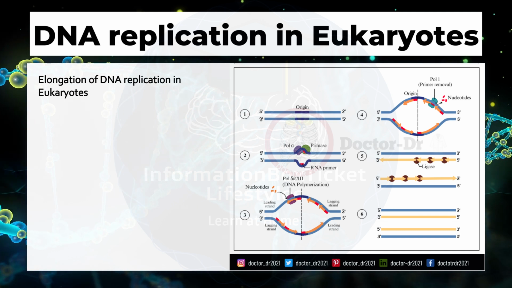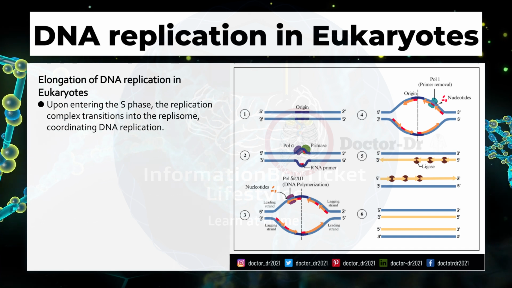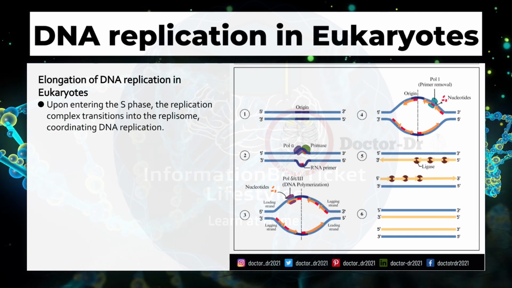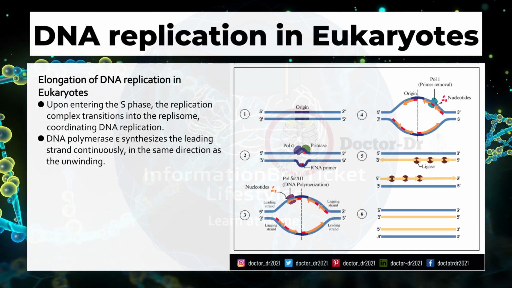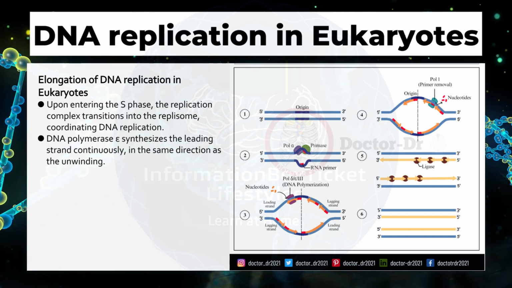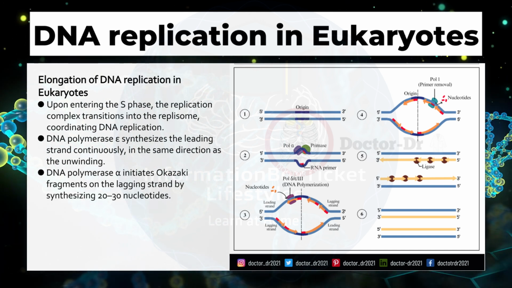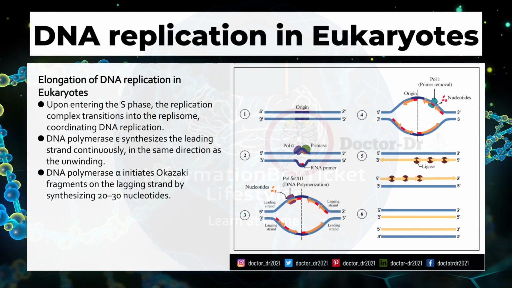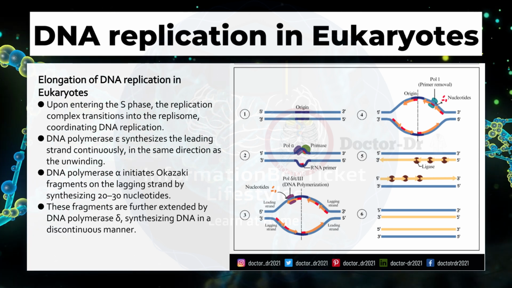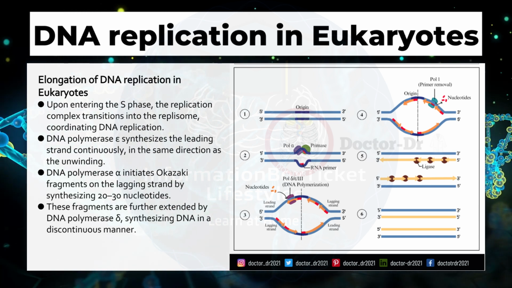Second, elongation of DNA replication in eukaryotes. Upon entering the S phase, the replication complex transitions into the replisome, coordinating DNA replication. DNA polymerase epsilon synthesizes the leading strand continuously in the same direction as the unwinding. DNA polymerase alpha initiates Okazaki fragments on the lagging strand by synthesizing 20 to 30 nucleotides. These fragments are further extended by DNA polymerase delta, synthesizing DNA in a discontinuous manner.